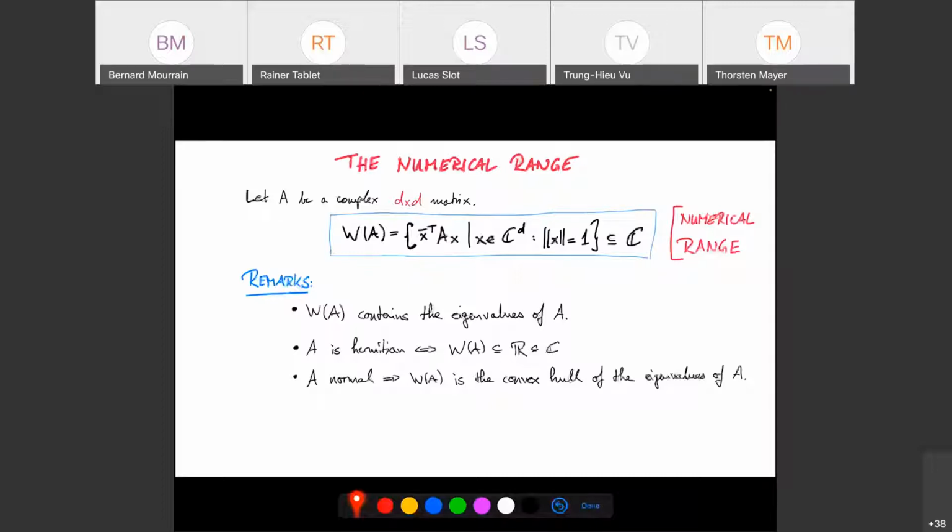For instance, also, if A is normal, so if it commutes with its adjoint, then W of A happens to be a polytope, namely the convex hull of the eigenvalues. So when I say convex hull, I think of the complex plane as R2, and I take the convex hull in this Euclidean space R2, of course.